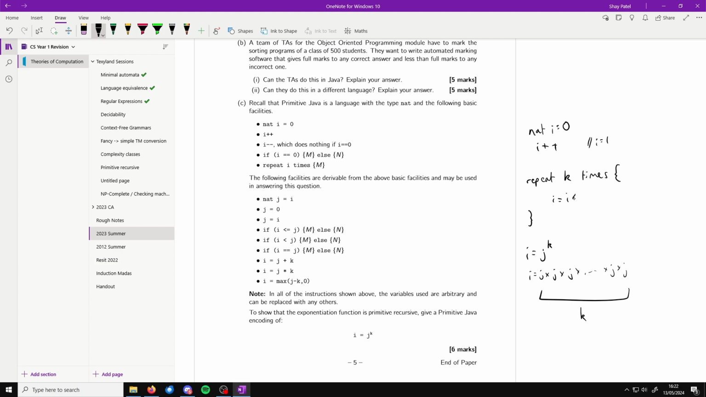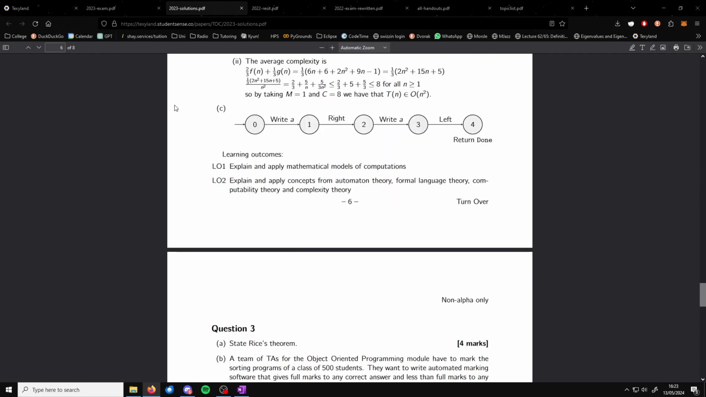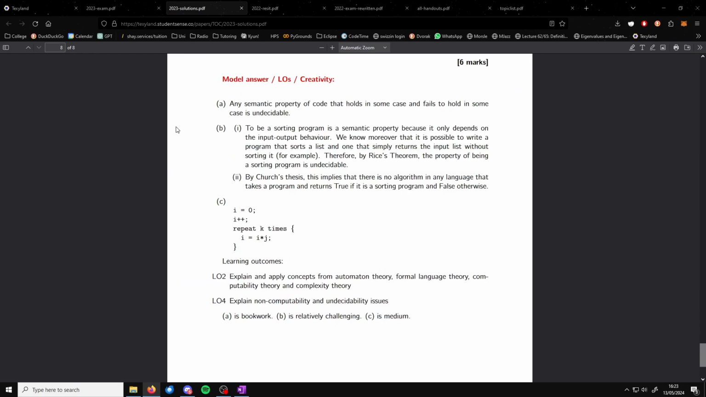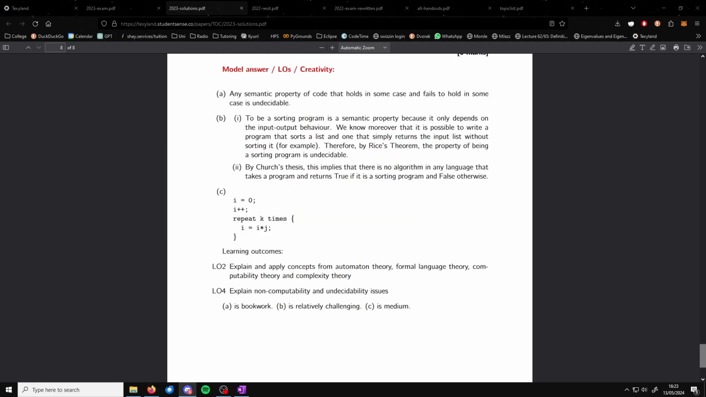I equals I times j, and this would just be the exponentiation function encoded in primitive Java, because what we're doing is saying k times, we want to times I by j, so we're doing I times j times j times j k times by just encoding it with these lines. I think that was also in the mark scheme for that one. So I equals 0, increment it, and then just times it by j k times.